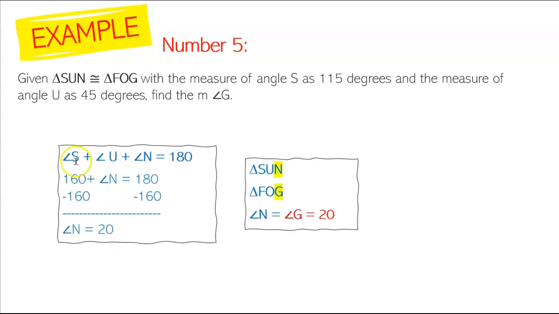So if we can find N, we know that we can find G. So how do we set that up? We look at this one right here, S plus U plus N is 180 degrees. Why? Because all the angles inside of a triangle equal 180 degrees. We plug in the 115 and 45, and we get 160. And we find that N is 20. And you can go back and check your work.